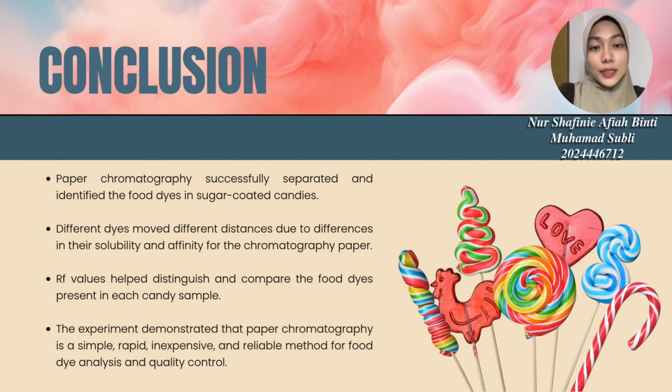In conclusion, this experiment successfully showed that paper chromatography is an effective method for separating and identifying food dyes in sugar-coated candies. The different dyes travel different distances because they have different solubility in the solvent and different attraction to the chromatography paper. By calculating the RF value, we were able to distinguish and compare the food dyes in each candy sample. This demonstrates how chromatography can provide accurate and reliable results in food analysis.